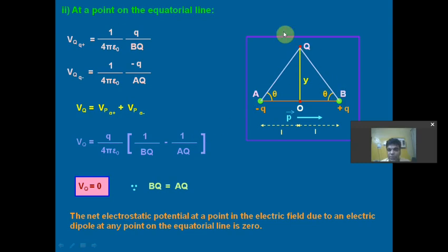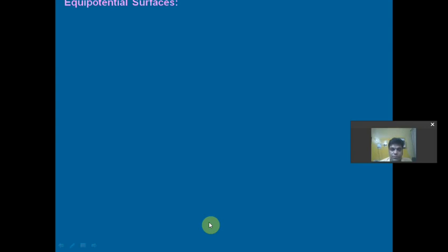This BQ and AQ will be the same. So if they are the same, we can take the value AQ or BQ. So this will cancel out and it will become 0. That means the whole term will become 0. That means the net electrostatic potential at a point in the electric field due to an electrical dipole on the equatorial line is always 0.